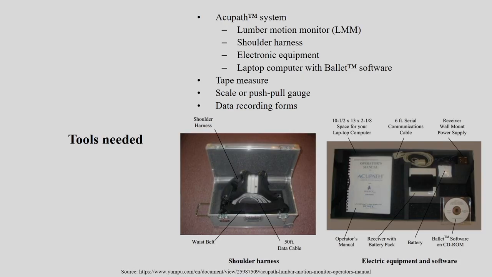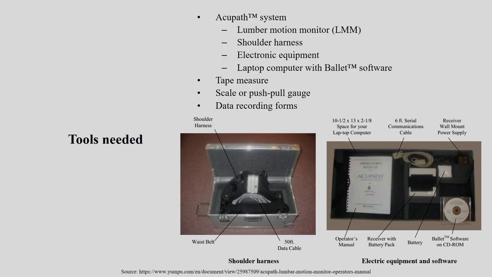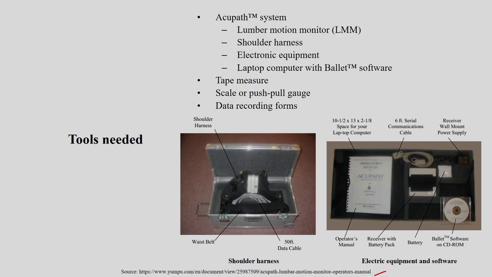Now let us understand how this whole instrument looks. As I mentioned, we at DoD do not have this particular instrument. Whatever photographs you can see over here are sourced from this particular manual. The lumbar motion monitor comes with a shoulder harness, small electronic equipment, and a laptop computer with particular software which is going to help you in the analysis. Also, you will have a tape measure, scale or push-pull gauge, and a data recording form, because you have to record the data in a particular form. This is how these things will look.